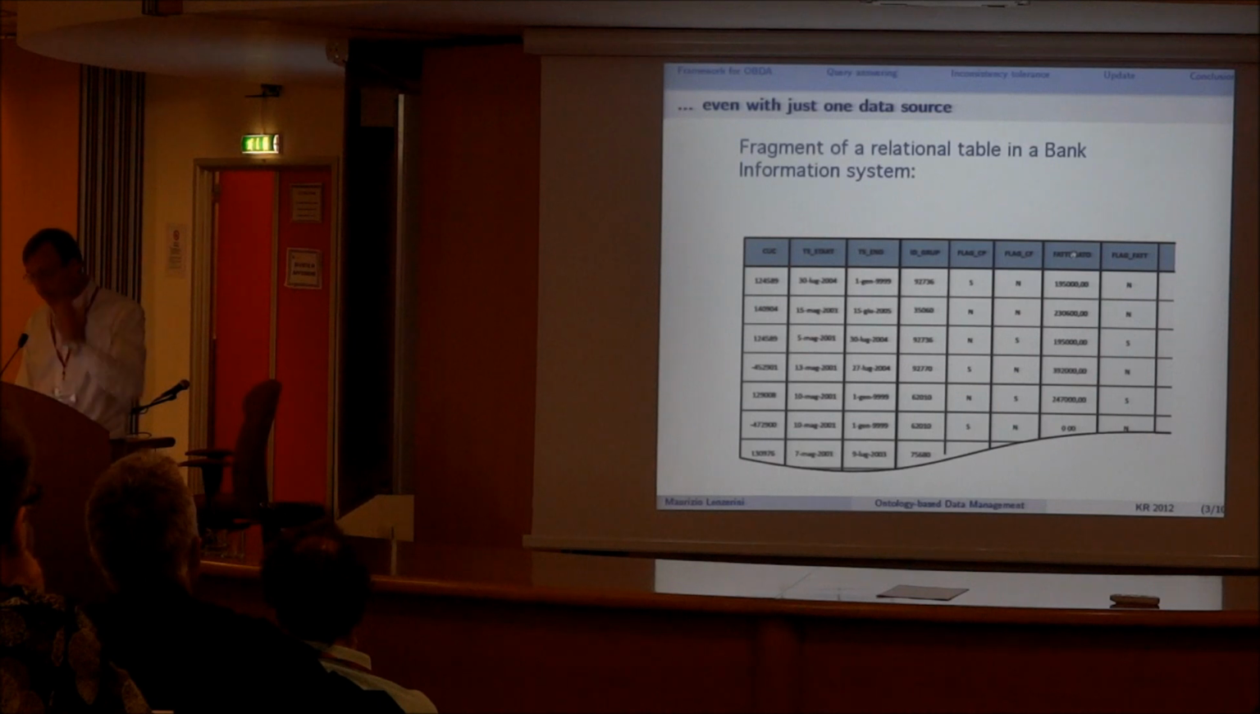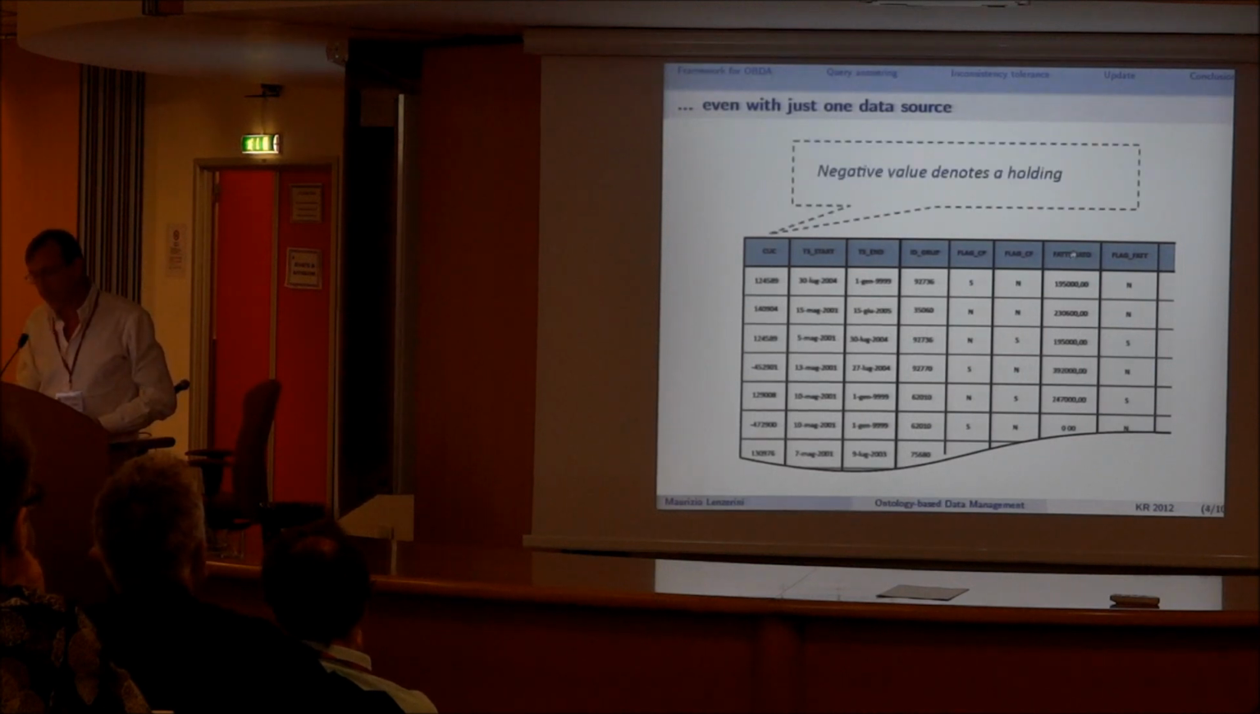This is one fragment of a relational table used in a bank information system. It's just a huge table with several columns. And for example, this is a table for customers. Essentially, each tuple represents a customer in the bank. And there are several rules that are hidden in the tables. For example, a negative value in the first column denotes that the customer is actually a holding, is a particular customer.